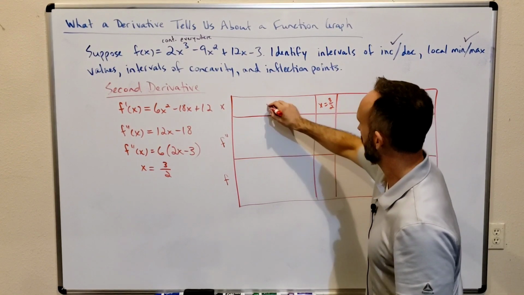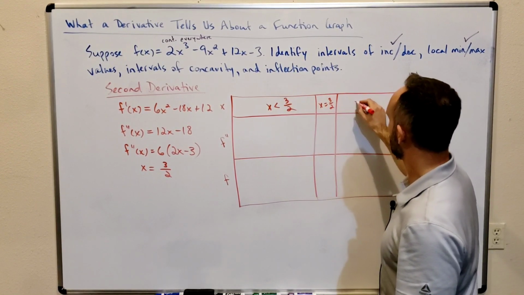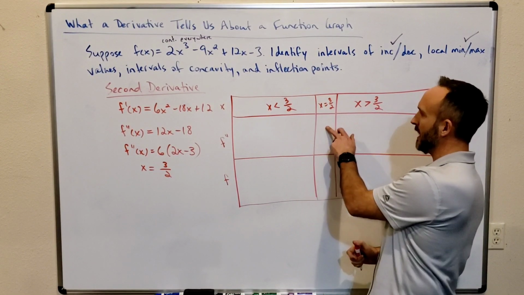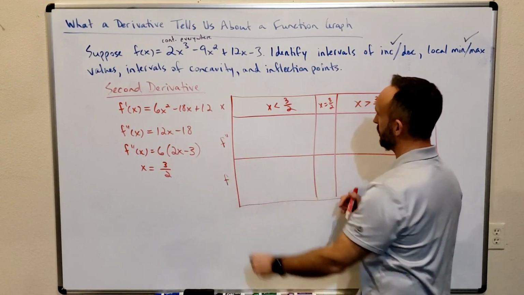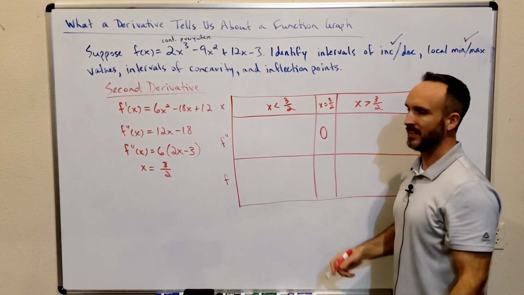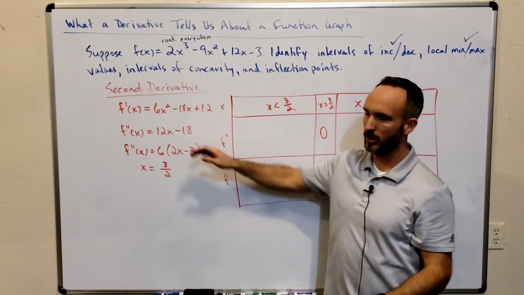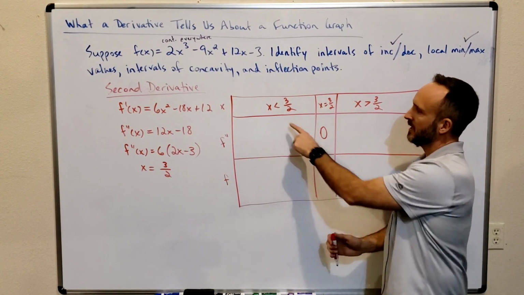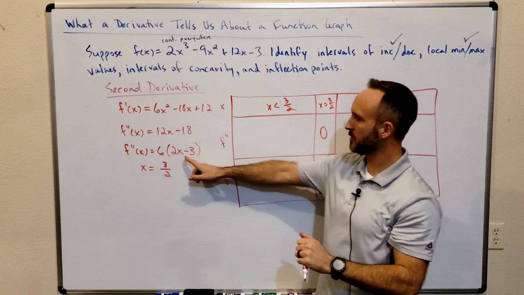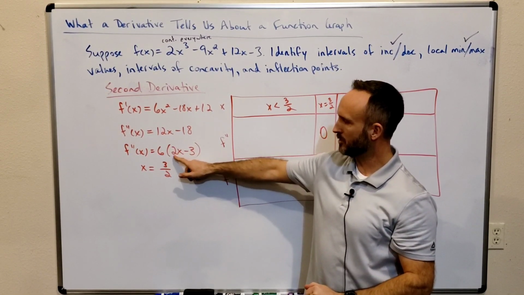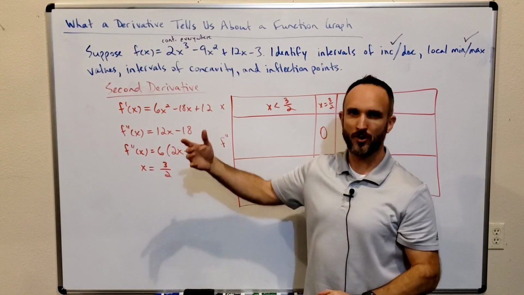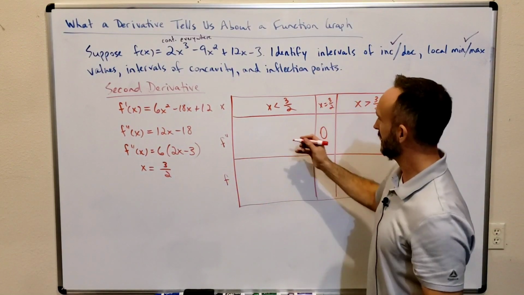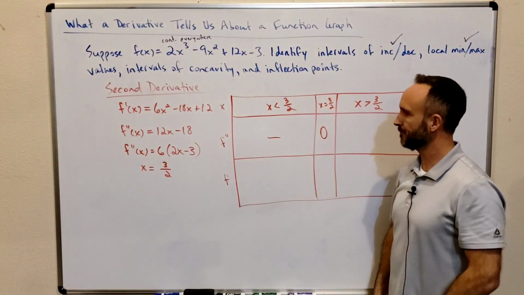Which means that to the left we have x values less than 3 halves, and to the right we have x values bigger than 3 halves. And we already know that whenever x equals 3 halves, f double prime is 0. Because of the intermediate value theorem, with this basic polynomial, everything here is negative or positive, and everything here is negative or positive. If I pick a number smaller than 3 halves for x and multiply it by 2, that gives me a number smaller than 3. Something smaller than 3 minus 3 is negative. 6 times a negative is negative. So f double prime is negative.